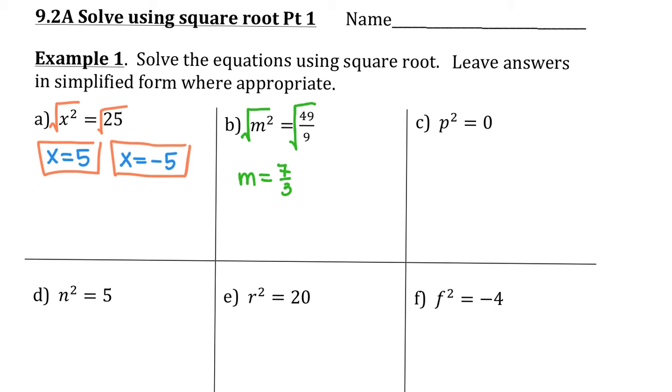So that's one of my answers, but because I know if I square a negative, I also get the same answer, I need to give a second answer. That's because if it was squared to begin with, I'm going to get two answers. So my answers are m is positive 7/3 and m is negative 7/3.